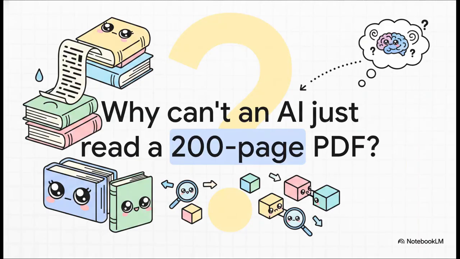right. It's a totally fair question. We have these ridiculously powerful language models, so why can't we just drop in a 200-page PDF and just ask it a question? Well, the answer really gets to the core of a fundamental limitation in how these models work, and it's the reason chunking isn't just a nice-to-have, it's absolutely essential.